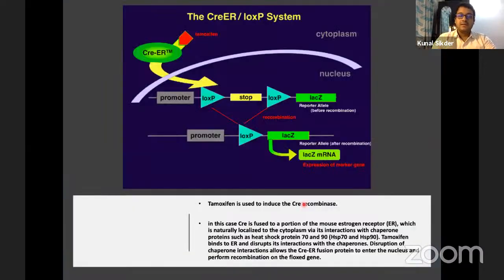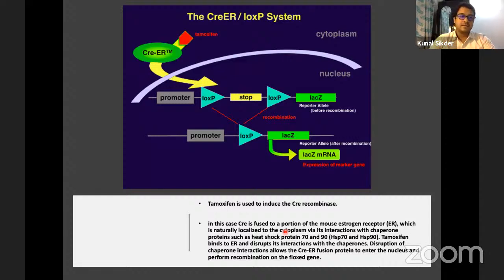So either you can have a germline knockout. That means the animal is born without that gene, right? And sometimes that situation is difficult to handle, because some of the genes are very important to survive. So if the gene is absent, the animal will not survive, will not grow, and will not breed anyway. So in that case, there is another system which is called the tamoxifen-induced Cre-lox system.